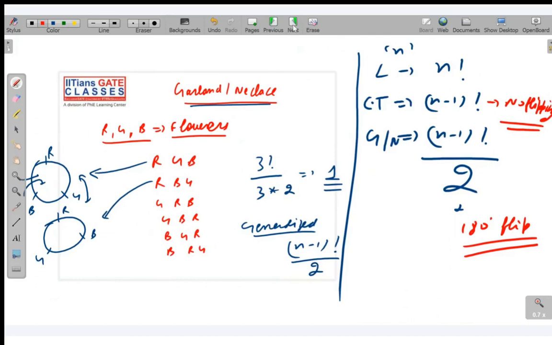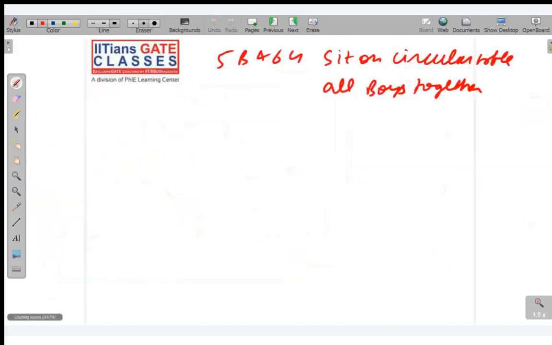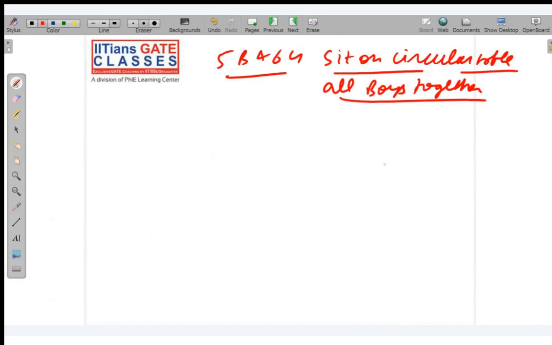Done, sir. Okay, so next is: 5 boys and 6 girls sit on a circular table and all boys should be together. This is an important question. So now we will try to apply constraints on circular arrangements. Okay, so 5 boys and 6 girls want to sit on a circular table, and we are saying all boys should be together.